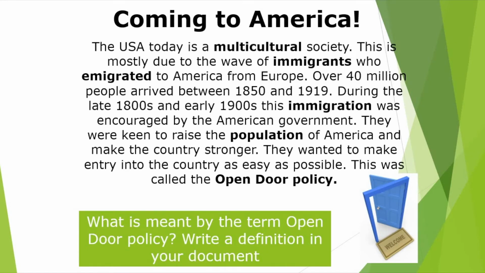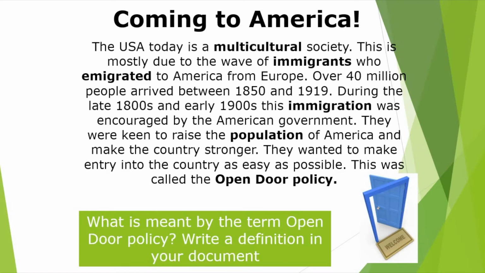So, America today is seen as a multicultural society. This means that there's lots of different groups of people living within America from different countries, different cultures, different beliefs, etc. And this is mostly due to the wave of immigrants who emigrated to America from Europe. Over 40 million people arrived between 1850 and 1919 during the late 1800s and early 1900s. This immigration was encouraged by the American government.